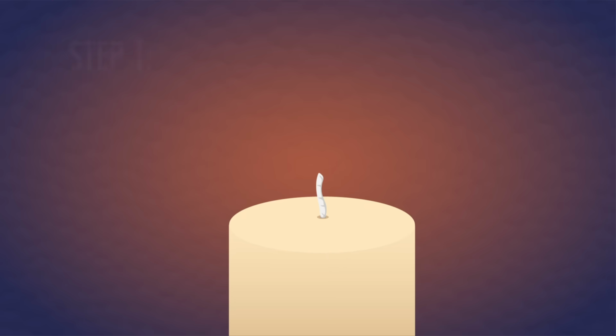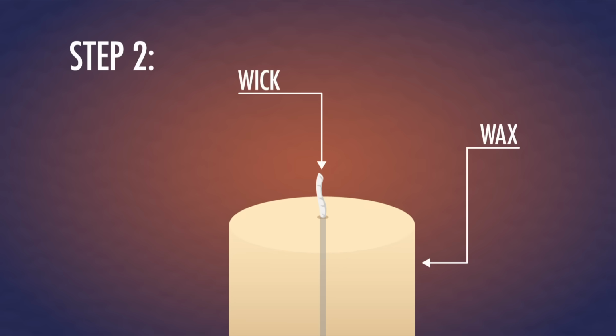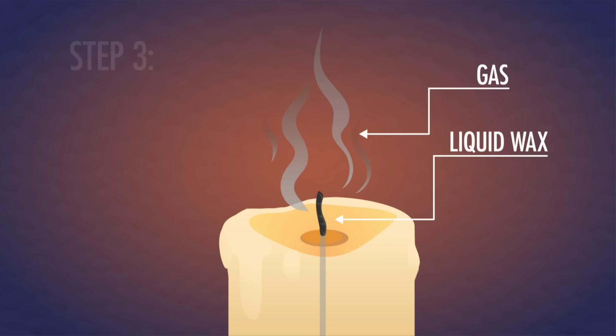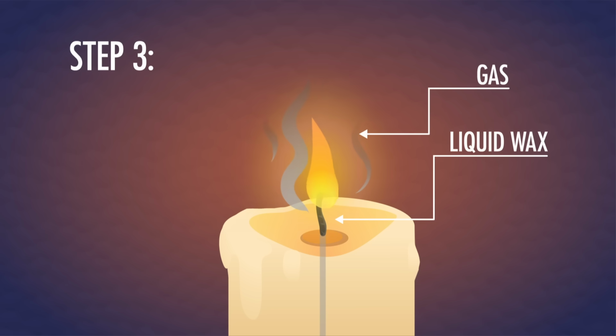All candles work the same way. A wick runs through the center of some wax. When the wick is lit, it warms the wax until it melts. And then the liquid wax moves up the wick by a process called capillary action. By the time the liquid wax reaches the flame, it's hot enough to become a gas and burn. This wax vapor lets us do Faraday's jumping candle trick, because we can reignite it mid-air.